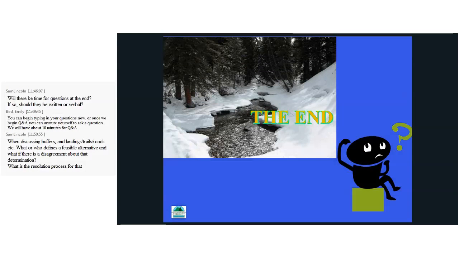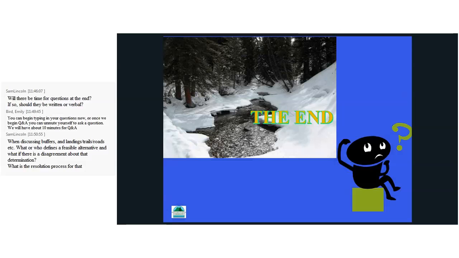There again, I think I mentioned part of our AMP monitoring program is to provide technical assistance to loggers and landowners. So we'd rather be proactive than reactive. We'd rather spend our time up front working with landowners and loggers.